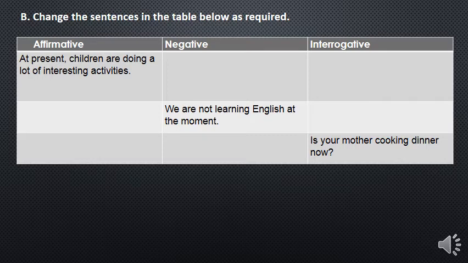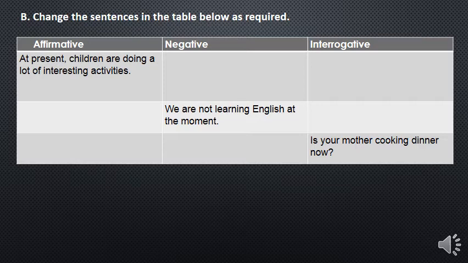In the second exercise, we have to change the sentences in the table below as required. So to the negative, interrogative, or affirmative. At present, the children are doing a lot of interesting activities. In the negative form, if you want to change it to the negative form, it becomes at present, children are not doing a lot of interesting activities. We start with the question word, are. Are children doing a lot of interesting activities at present? And of course, we add the question mark.